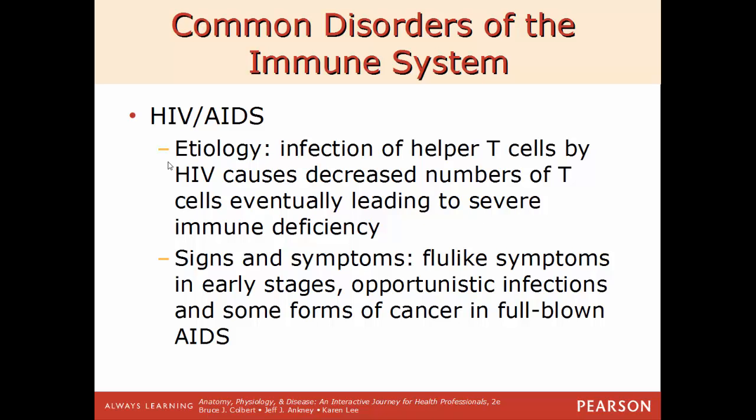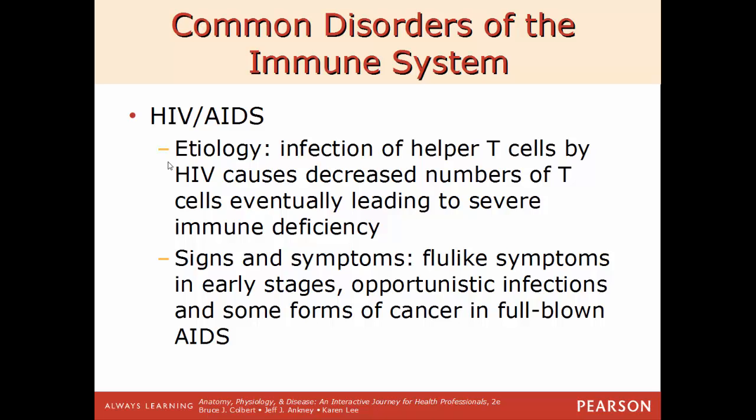HIV and AIDS, etiology: an infection of the helper T cells by the HIV virus, which causes a decreased number of T cells, which will eventually lead to a very severely deficient immune system.